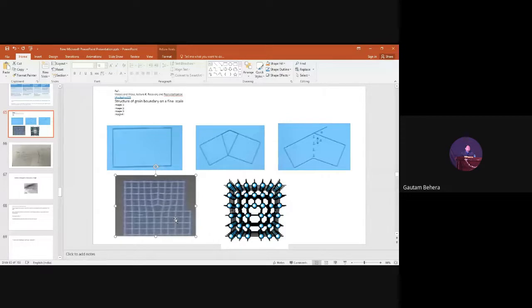Anybody remember that plot? Potential energy versus interatomic distance. Initially, atoms are very far away, then they are coming closer. What happens to the potential energy? Do you remember the curve? Sir, it first decreases and then comes to a lowest value, then increases rapidly.